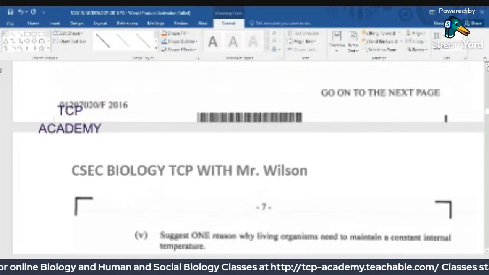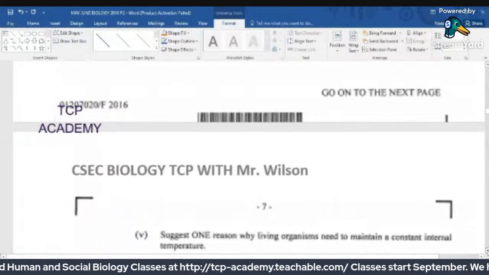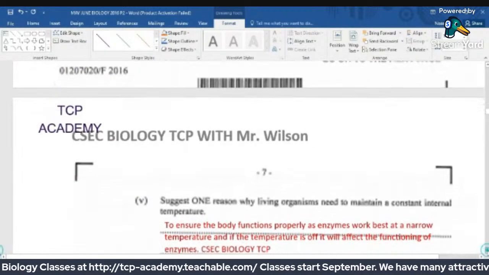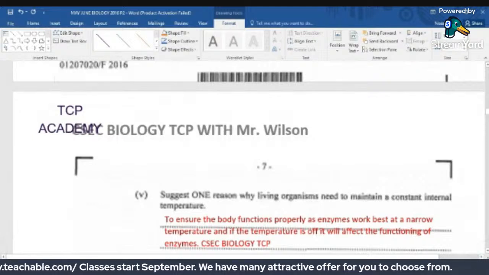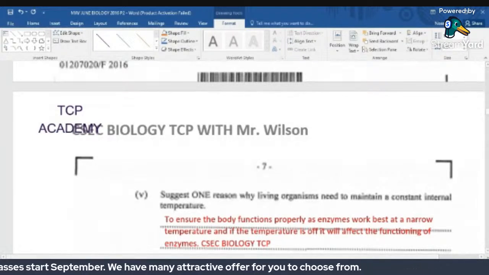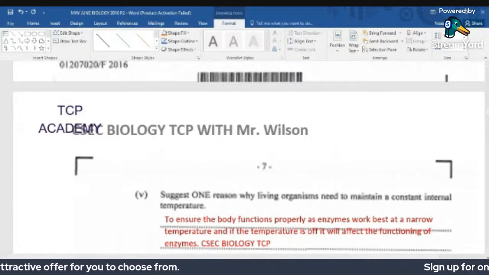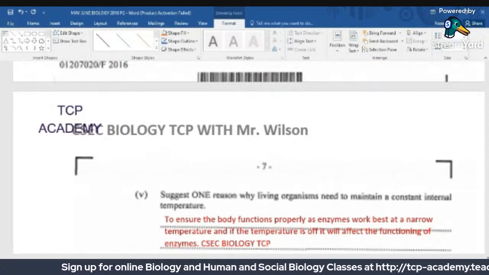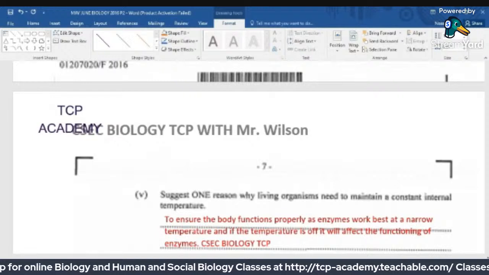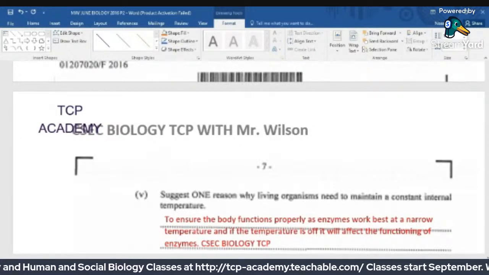Now, a lot could be said here. To argue this point, a whole lot could be said. But this is what we said. To ensure that the body functions properly, as enzymes work best at a narrow temperature range. And if the temperature is off, it will affect the functioning of the enzyme. So you understand that the body is pretty much driven by enzyme activity, as reactions are always taking place. Now, if these reactions fail to take place, then you will become sick.